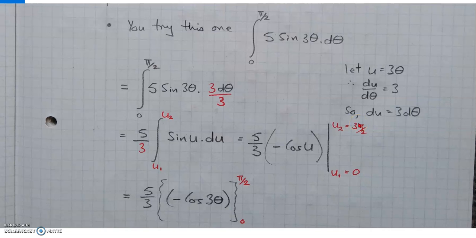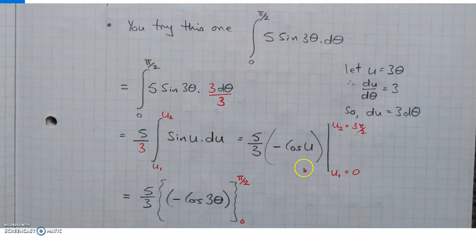I didn't have to do this, but it makes it quite understandable as to where these limits would come from. For example, here u1 is 0, because when theta is 0, 3 times 0 is 0. But when theta is pi over 2, then it's 3 times pi over 2 for u2. Okay? But we don't really need to go into that because when we go back to the original theta variable, we can just use the original limits of pi over 2 and 0.